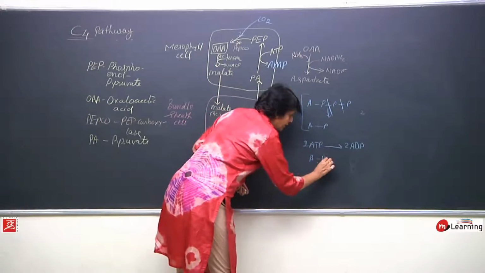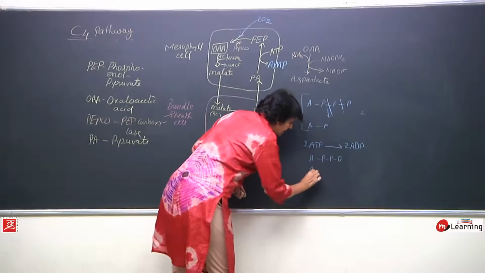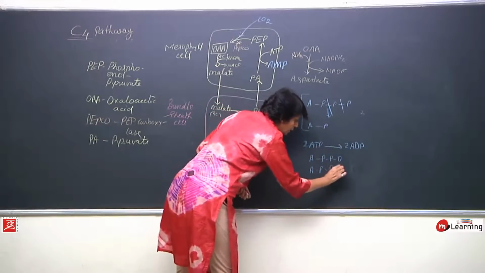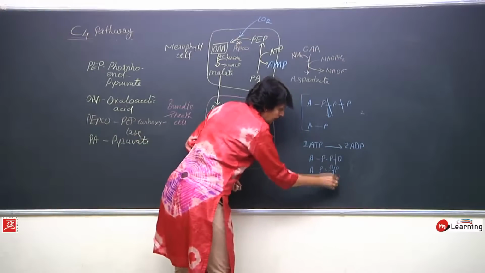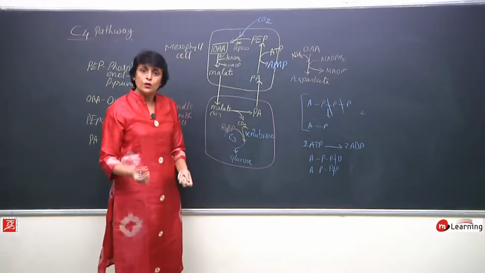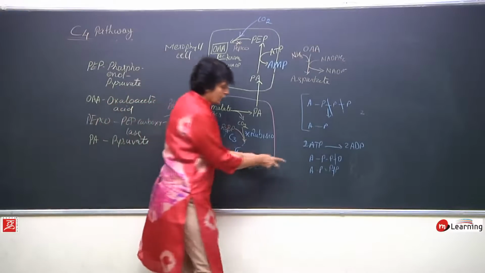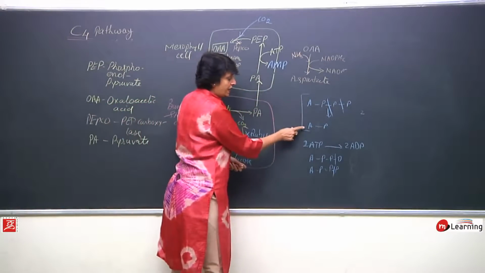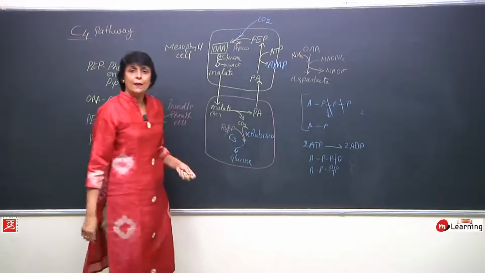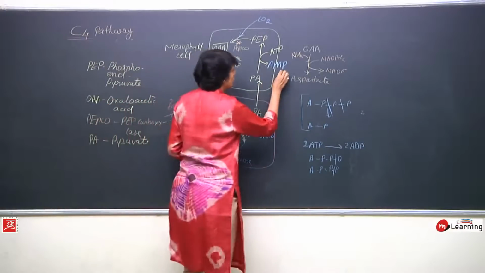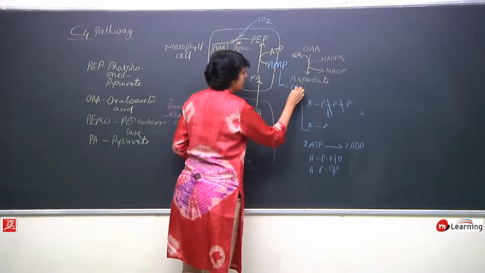Again, this is one phosphorus, second, third. This is another ATP with three phosphates. So this and this, again two bonds are broken and the energy is required. So one ATP getting dissociated into one AMP is equal to 2 ATP.